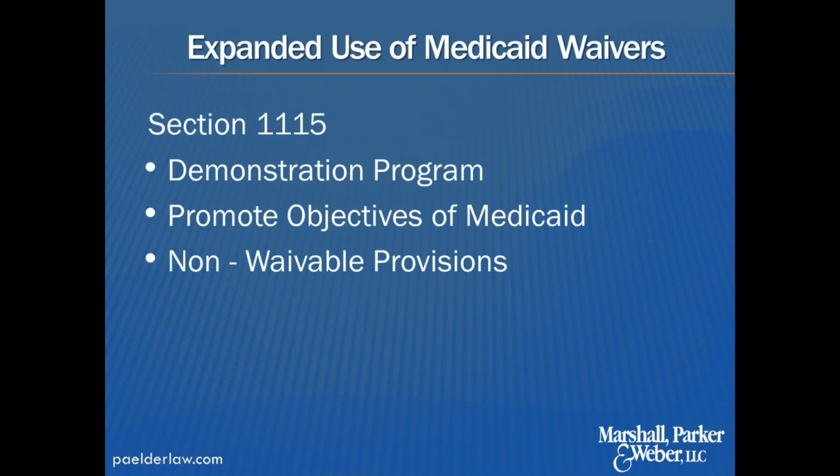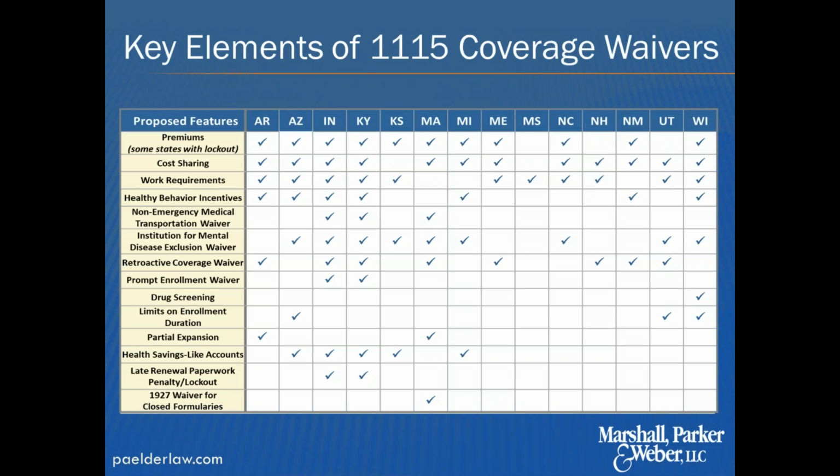In addition, not all the provisions of the Medicaid program can be waived. Only those located in Section 1902 of the Social Security Act can be waived. There are some non-waivable provisions that include cost sharing, spousal impoverishment provisions, and co-payment limits.